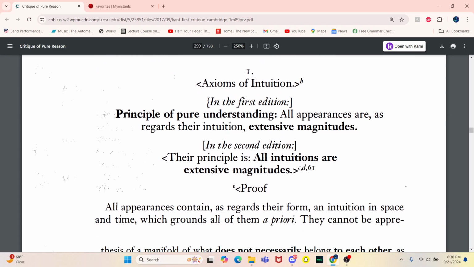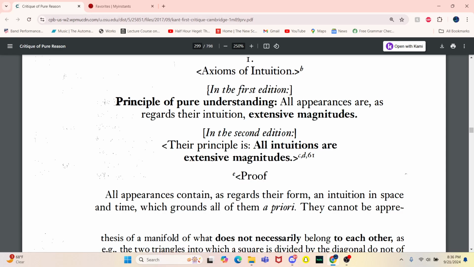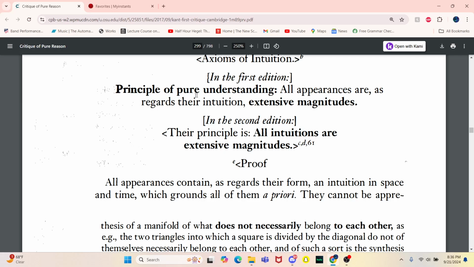So we're picking up on the Axioms of Intuition here. Would anyone like to begin reading? Sure. So, principle of pure understanding: all appearances are, as regards their intuition, extensive magnitudes.